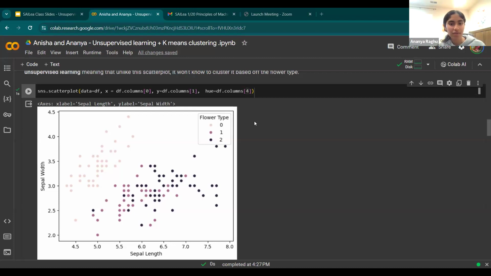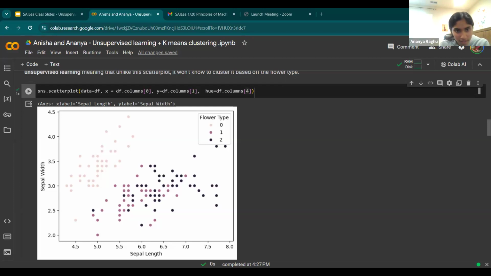So note here that when we're doing columns of 4, it's actually not the 4th column, it's the 5th column. It starts with 0, so this actually corresponds to the target, which is flower type. But that's a good guess. So the reason why we're specifying a hue is because this is what we want our model to predict too. We want it to cluster by these different flower types.